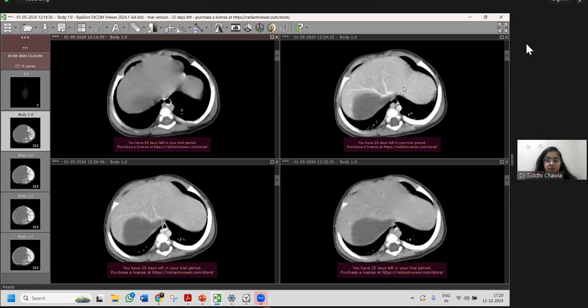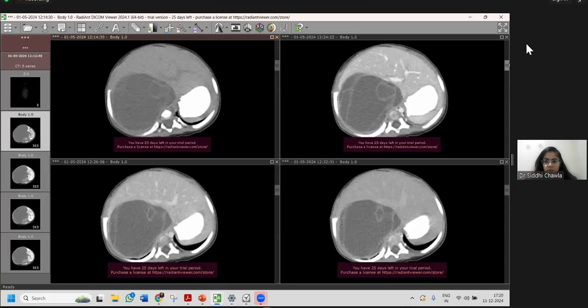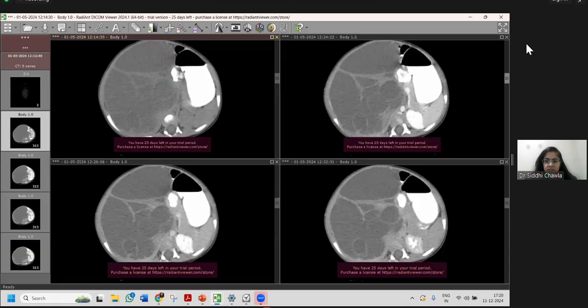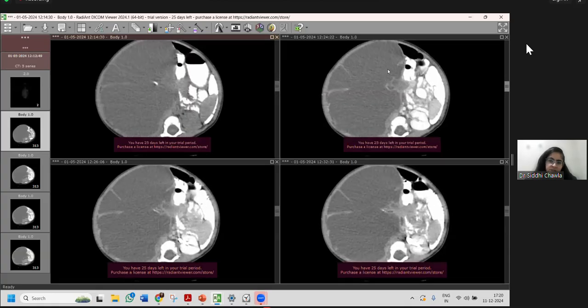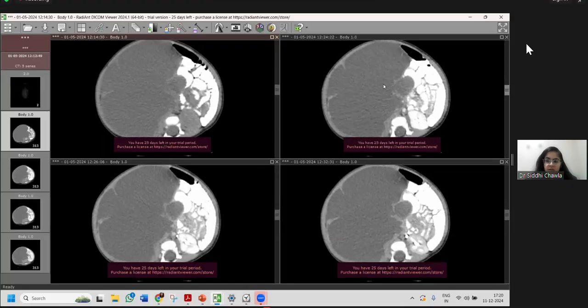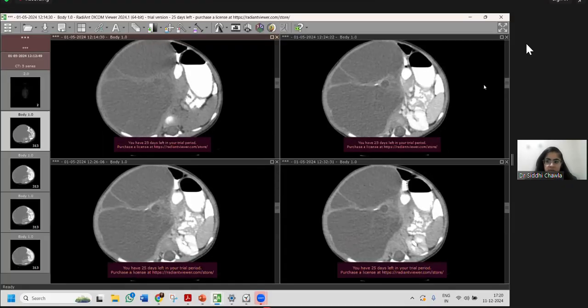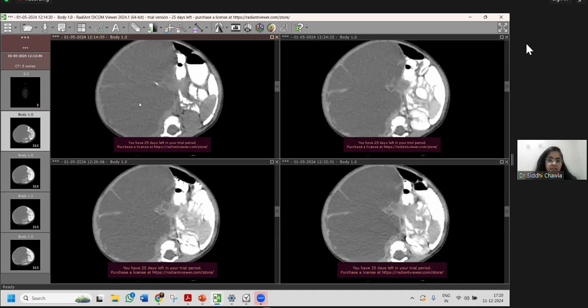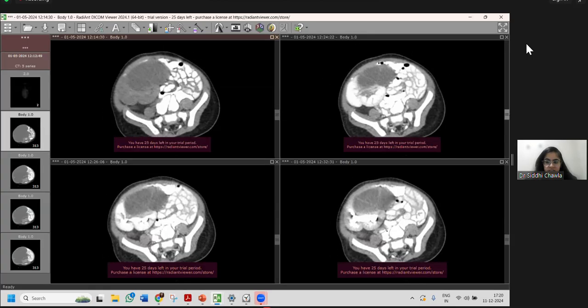So again, we try to trace the, these are the hepatic veins. Then we have the portal system. Then this small part that we see was the gallbladder. And we have a small calcification also, curvilinear, that you can see in the NCCT also. And then as we come down, we see that the kidney is displaced.